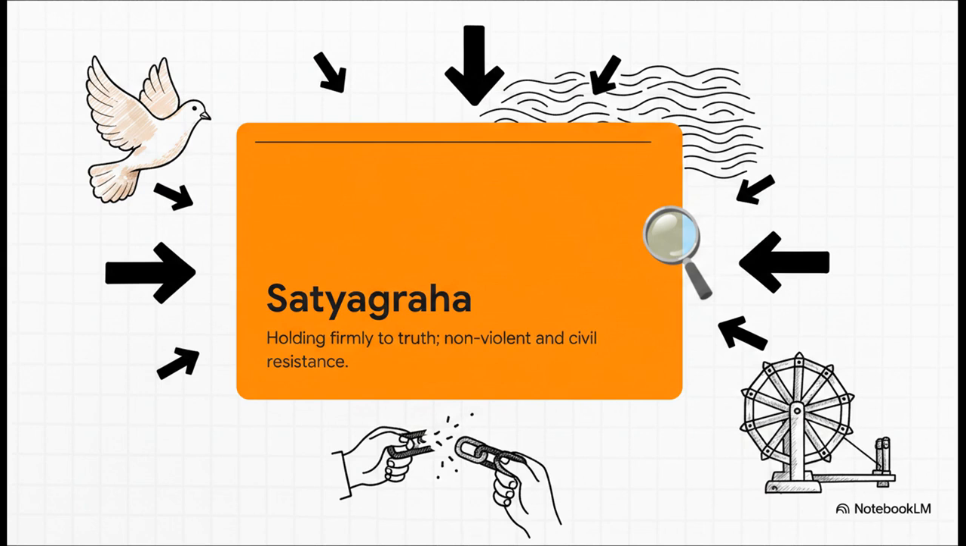It basically means holding firmly to truth. And it is absolutely crucial to understand this. This was not passive resistance. Actually, scratch that. It wasn't passive at all. It was fiercely active. It meant staring unjust laws right in the face, completely refusing to comply, but at the exact same time entirely refusing to throw a punch. It became the absolute ethical backbone for every single historical event we're about to map out.